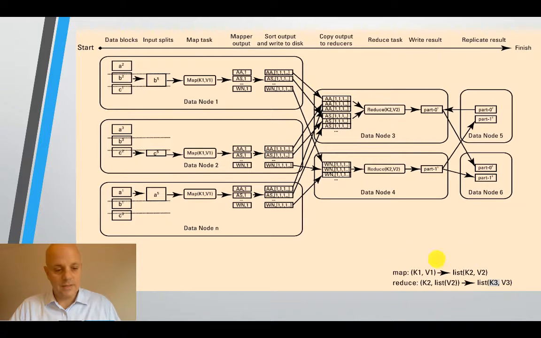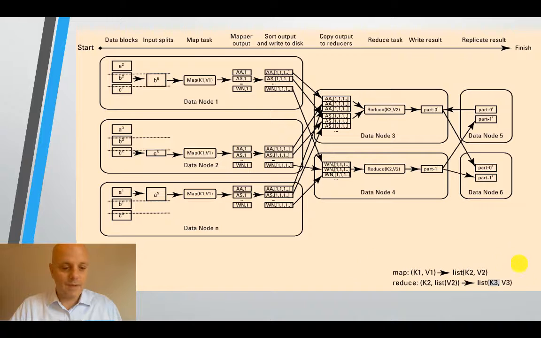Here you can see a quick notation on the different steps. We have seen that from the mapper we shuffle or sort the intermediate level of data, we copy the output to some reducer task, we make the reduce task, we write the result, and we replicate the result.